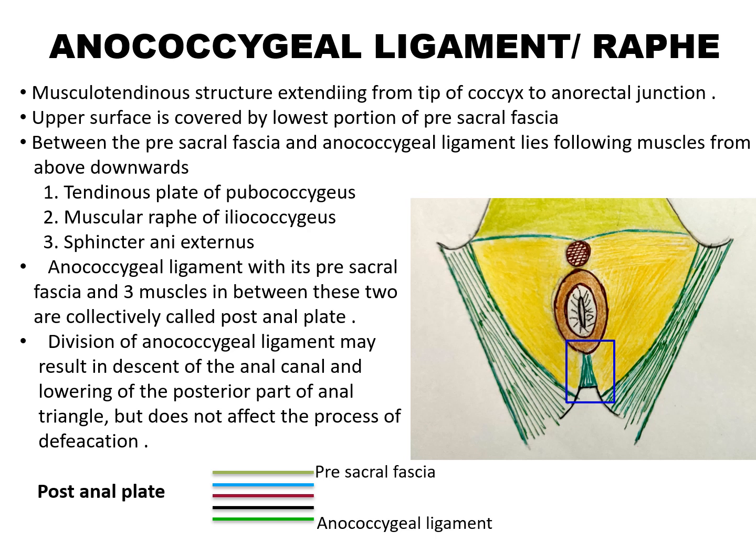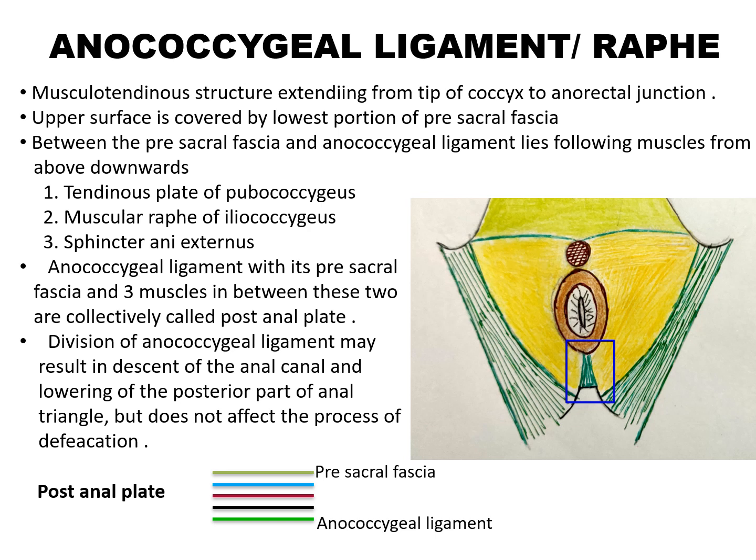In this diagram, the blue line indicates the tendinous plate of the pubococcygeus. Then the muscular raphe of the iliococcygeus. In the diagram, the brown line indicates the muscular raphe of the iliococcygeus. Then lastly, the sphincter ani externus, which is indicated by the black line.